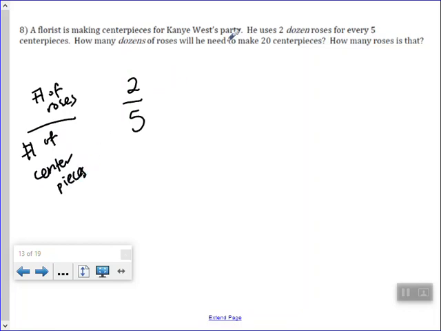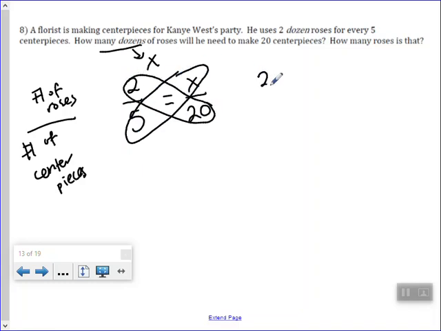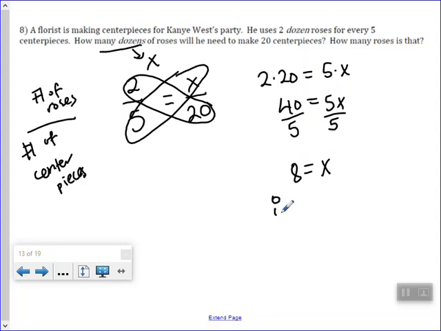So how many dozens of roses will he need? I will say this is x number of dozens of roses. So x over 20. So 2 over 5 equals x over 20. Let's solve for x. 2 times 20 equals 5 times x. So 40 equals 5x. Divide by 5. x equals 8. So 8 dozens.